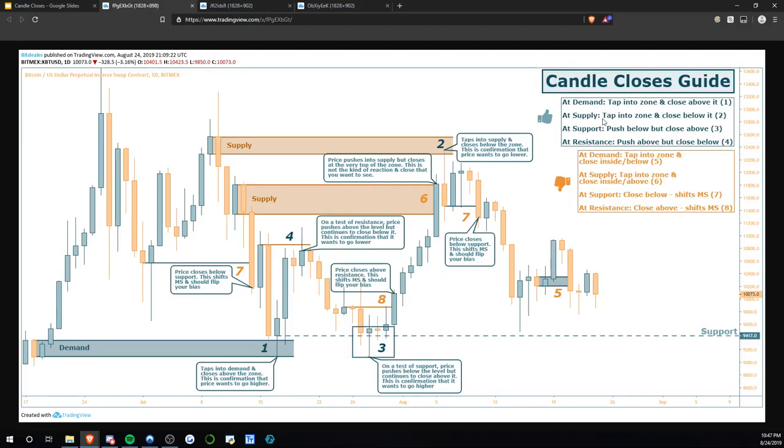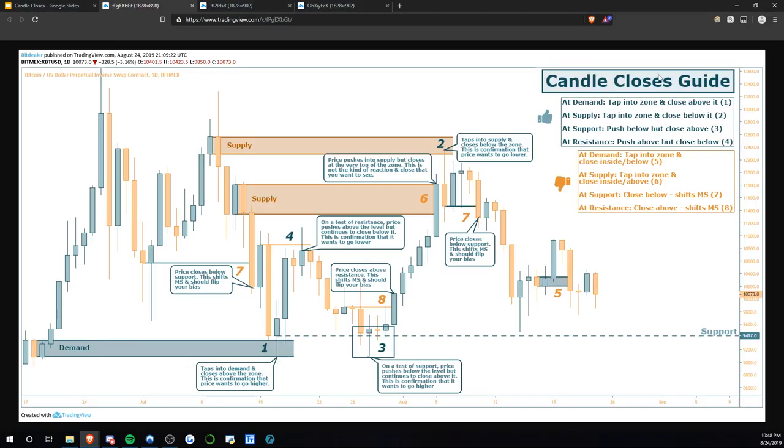Here we have at supply, tap in the zone and close below it, number 2. So here's number 2 up here. As you can see, we have a supply zone, price taps into the supply zone and closes below the zone. This is confirmation that price wants to go lower. Closes down here, what does price do? It goes lower.